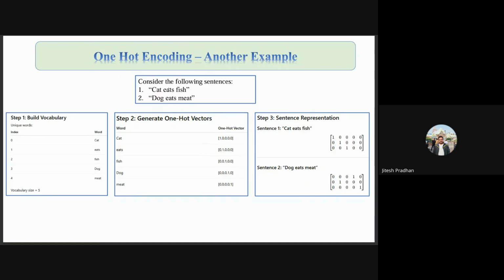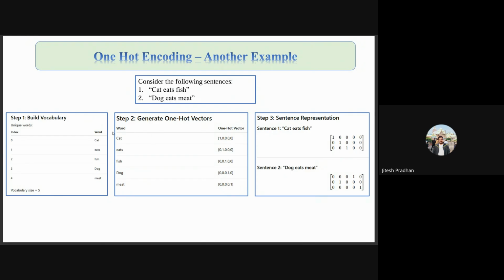Okay, another example. Cat eat fish and dog eat meat. It is our corpus. Now we have to consider these two sentences. Let's look at the unique words. We have a total of 5 unique words: cat, eat, fish, dog, meat. So the vocabulary size is 5.